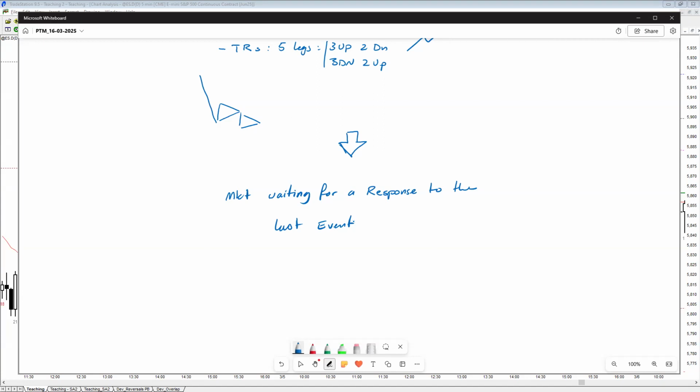But a wedge that's taking half the day to form, 4 hours or 3 hours to form, and the outcome of it can last 2 hours. But near the end of the wedge, the market is in breakout mode because it is waiting for a response to that wedge. I hope I answered your question.